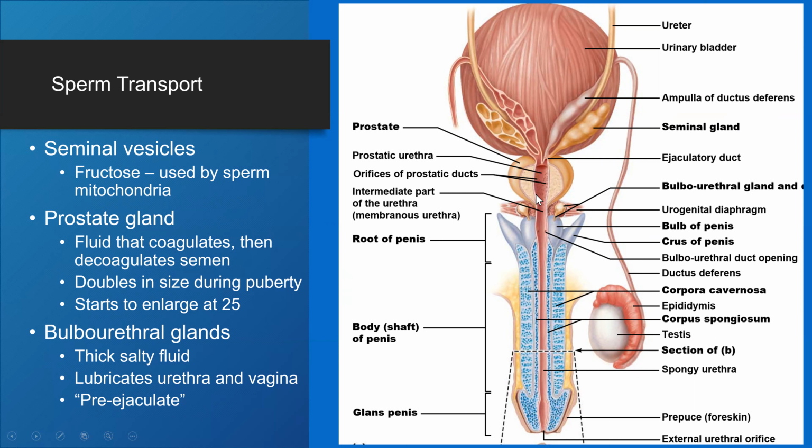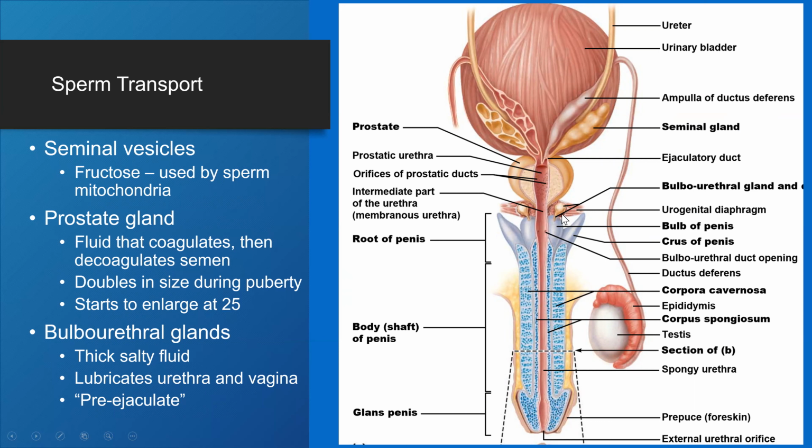And you know that you have the urethra within the prostate gland. That's why when a male has an enlarged prostate that starts up to 25, it can constrict this prostatic urethra and might cause some problems with urination.